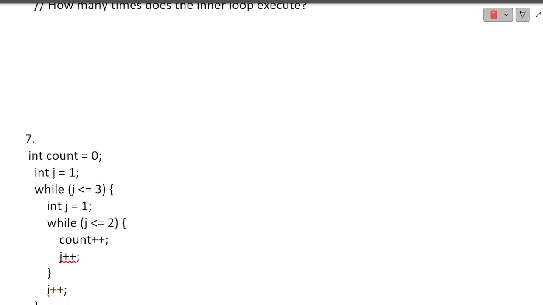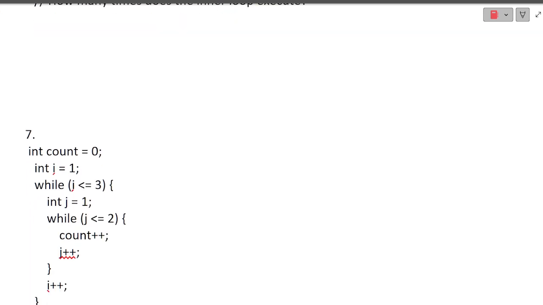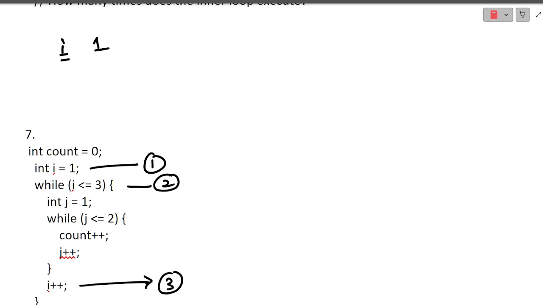Now number 7, a similar kind of question. As I told you, I need to think only about the outer loop. This is my outer loop. The value of i will start from 1 and reach till 3, and every time it is incremented by 1. You also need to check whether the increment is plus 1 or plus 2. Here i plus plus means every time it is 1. That is why from 1 I go to 2, then till 3.